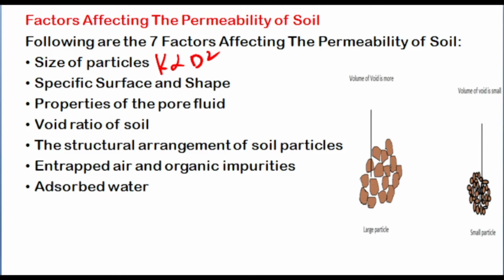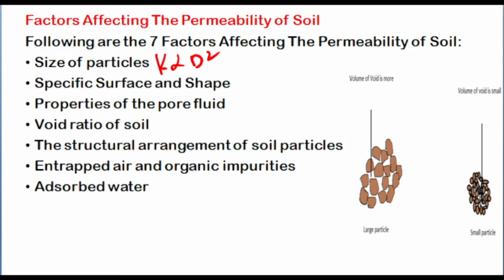Then we have something which is called the structural arrangement of the soil particles, which is nothing but the soil structure. So, it all depends upon how much the soil is compacted. Suppose it has a flocculated structure, that is a random orientation, then the permeability is more. But suppose it has a dispersed structure, then the permeability is usually less.